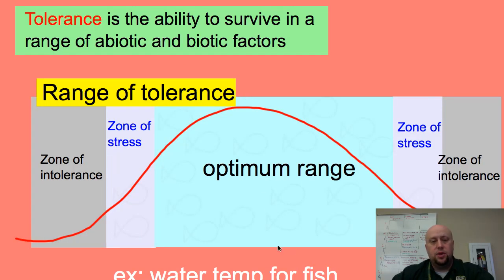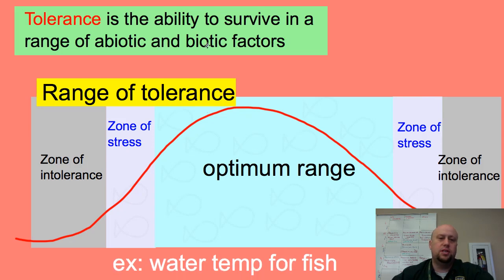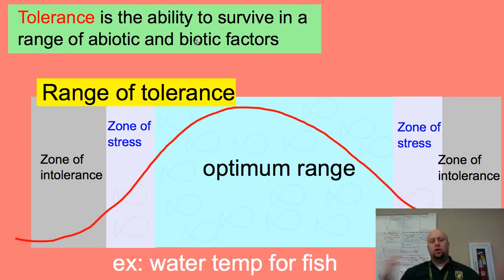Now, this ties into another idea, and that idea is that of tolerance. So tolerance is basically how well can an organism survive within the range of stuff that's around it. In other words, within the range of the factors that are around, how well can that organism survive? So there's what we call a range of tolerance, and if you look through the stuff in your book, you'll see this diagram. And basically the idea here is that there's a range of tolerance. So it's not just like everything has to be absolutely perfect.